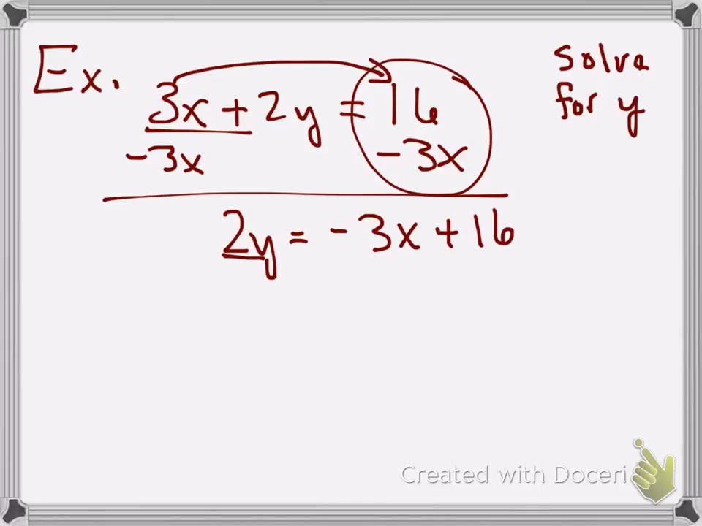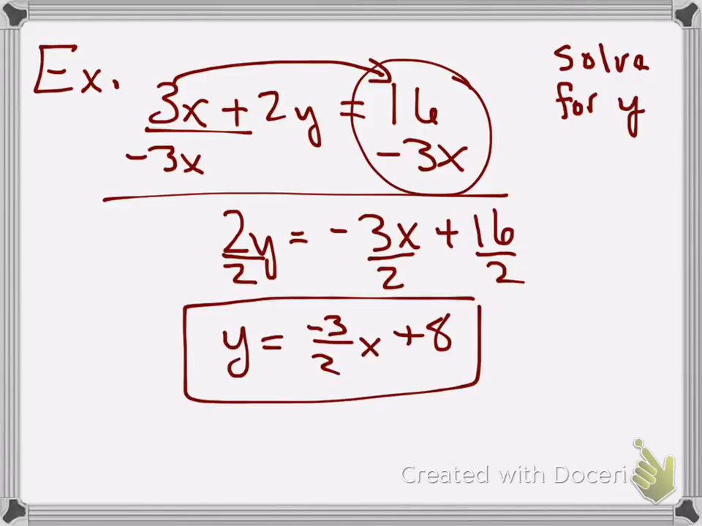Then I need to divide, because I want y by itself, so that 2 times y needs to be divided. So I divide everything by 2, and then I get my answer. This one you're going to see a lot, because this is what is known as standard form of a linear equation, and the form we have now is slope-intercept. So you need to make sure you understand that one. But let's try some other ones that are a little bit more difficult.